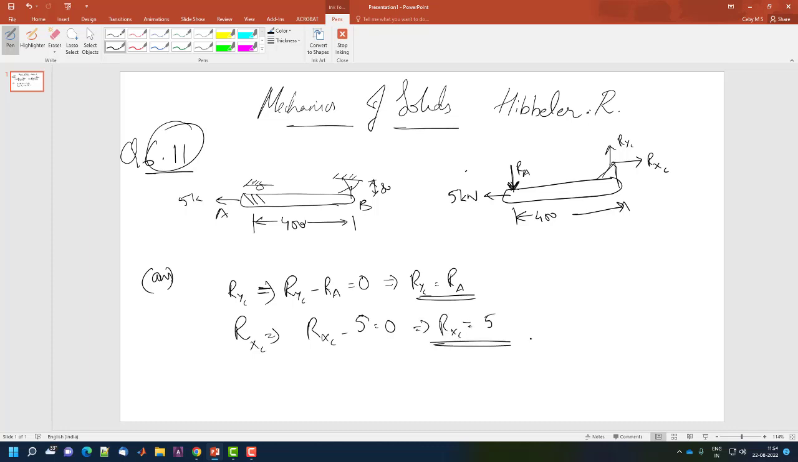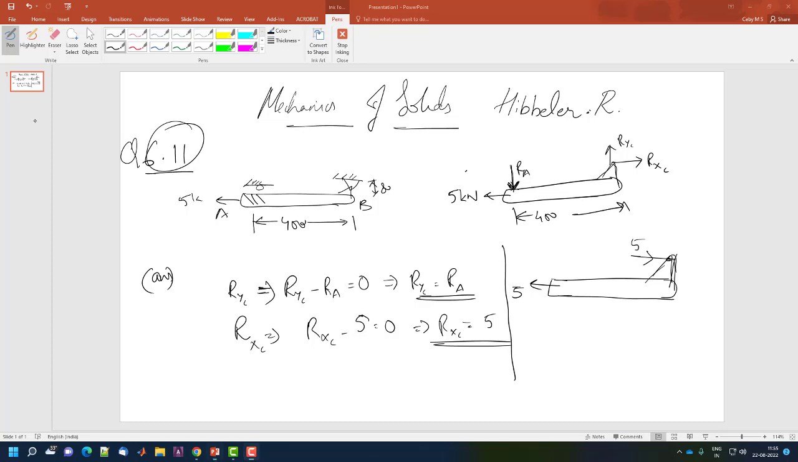RXC is equal to 5. Okay, so here what we have to look into is, you just replace these letters with the values. Okay, right now, 5. Okay, that is clear. So we have got unknown RA.